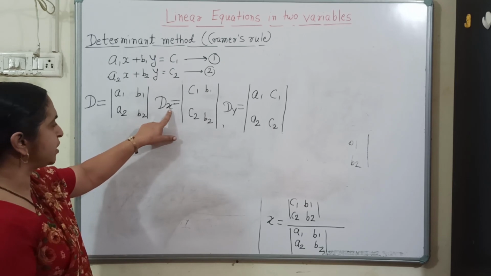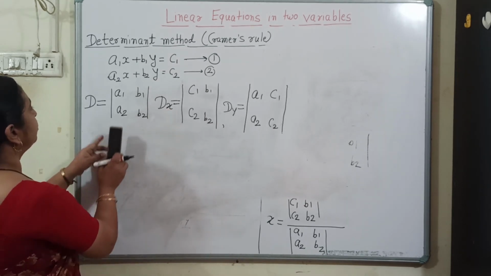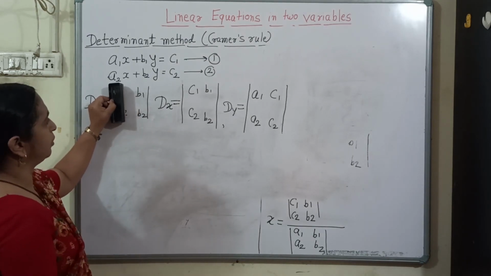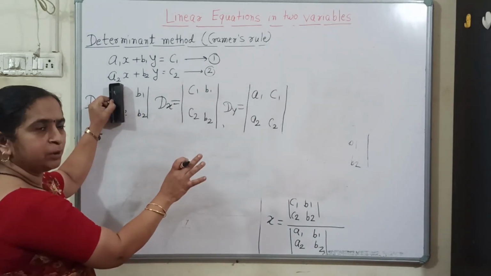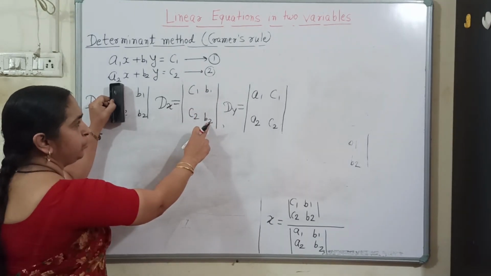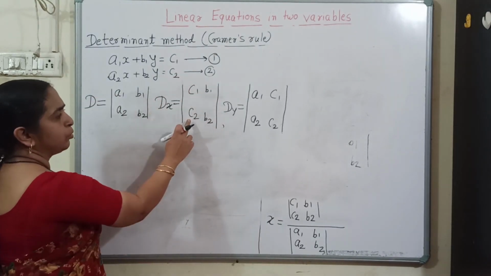x is our first variable. Hence while writing dx do not write this first column. We write b1 and b2 first and then replace our first column by constant terms.